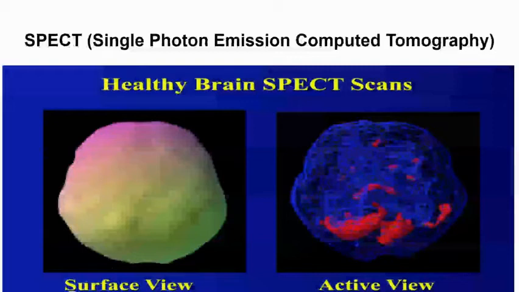Next, we got SPECT scans. They're kind of the new scan on the block, if you will. Single photon emission computed tomography. And there's two different ways of looking at, using, and identifying these SPECT scans. You've got your surface view, which is just the tomography of the outside of your brain, right? What it looks like with its bumps and organization and smooth areas and so on.